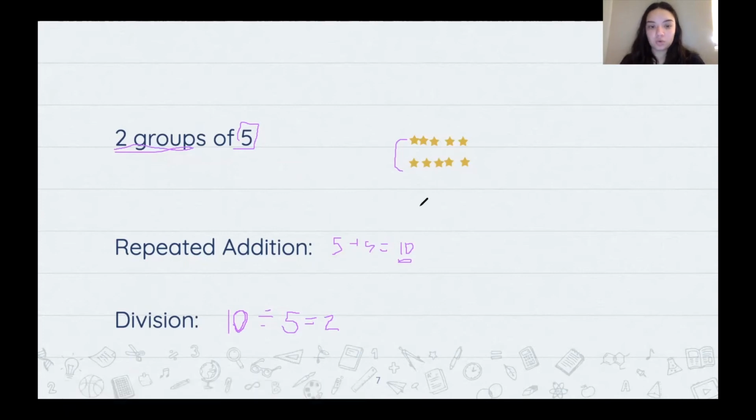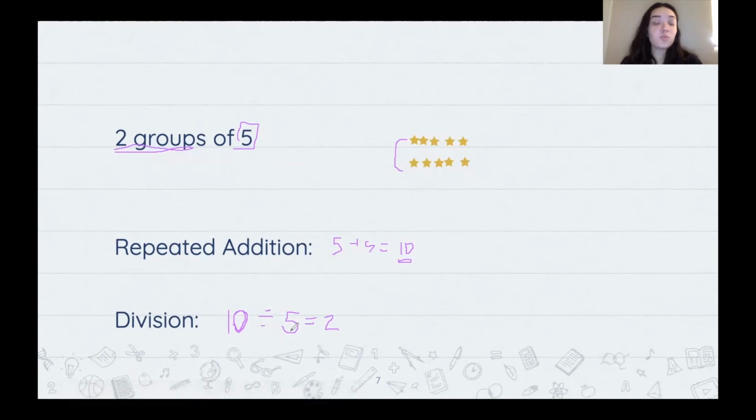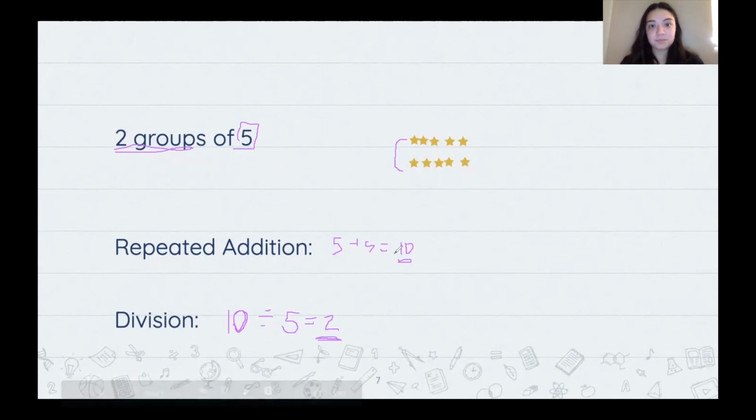And then I took my total number of stars, I divided it by the number of stars in each group to get the total number of groups that I have.